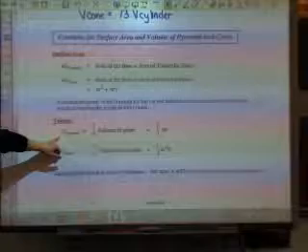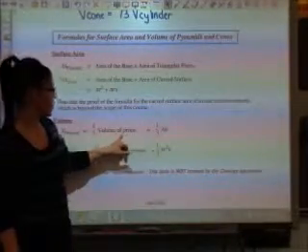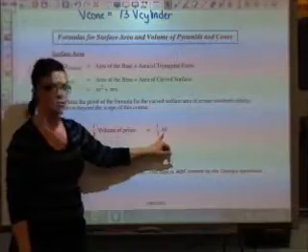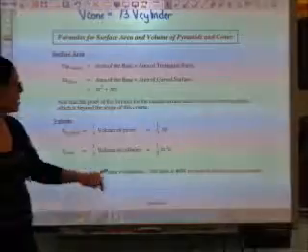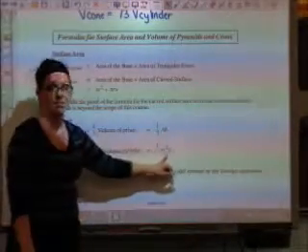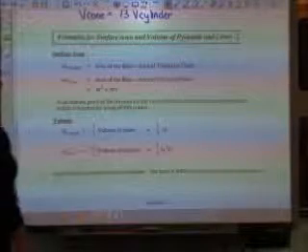Volume. The volume of a pyramid is 1/3 the volume of a prism. Remember, the volume of a prism is the area of the base times the height. A cone is 1/3 the volume of a cylinder, which in this case, its base was a circle, so I get 1/3 pi r squared times h. So let's get into some examples.